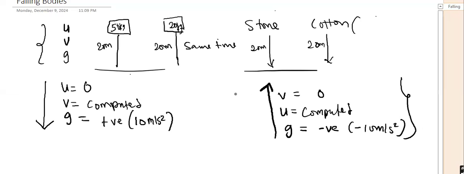I'll repeat this. A body is falling down, U is equal to 0, V can be calculated or determined, then g is 10 meters per second squared. And when the body is projected upward, V is 0, U can be computed, and g is minus 10. So these are the facts that you need to take on when we start our calculation in falling bodies.